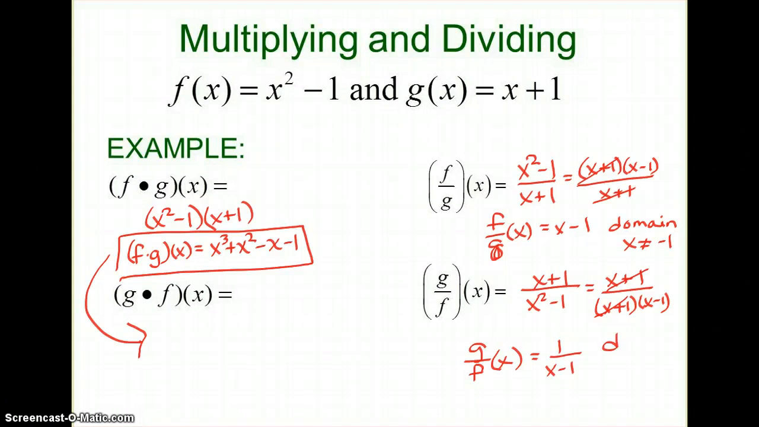Now again, there's a domain restriction, or a value or values that we can't use here. And since my original denominator actually had two things in it, the two things that make this 0 would be a -1, like last time, as well as a +1. So I actually have two things that I can't use in my domain this time, a +1 and a -1.